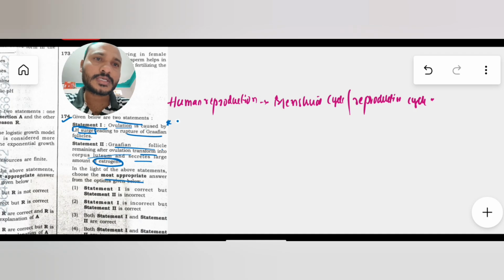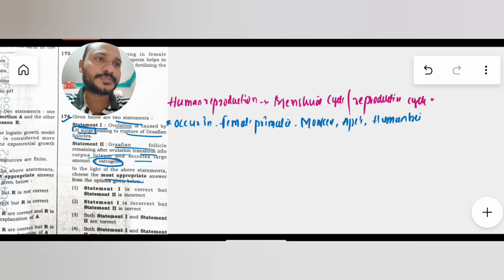Remember, it occurs in female primates. Female primates like monkeys, apes and human beings, female human beings. Generally this menstrual cycle occurs every month, every 28 to 29 days. Every 28 to 29 days this menstrual cycle will occur.